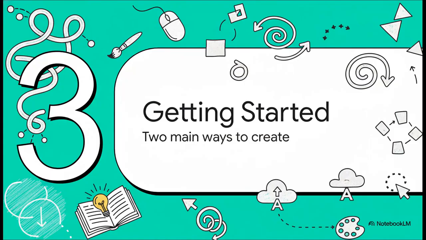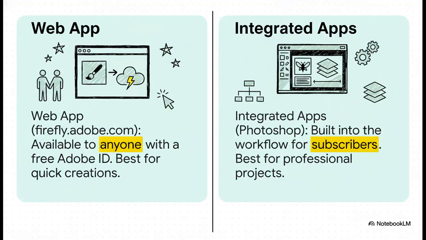So you're probably wondering, how do I get my hands on this? Well, the good news is it's actually super easy to get started. Whether you're a pro who lives in Adobe apps or you're just kind of curious about this whole AI thing, you've basically got two main ways in. You can just head over to the Firefly website, firefly.adobe.com, and start playing around right away. All you need is a free Adobe account. That's perfect for just trying things out. But the real magic, the real power, is when you use it inside an app like Photoshop. It's built right into your workflow, and that's what you get with a Creative Cloud subscription.